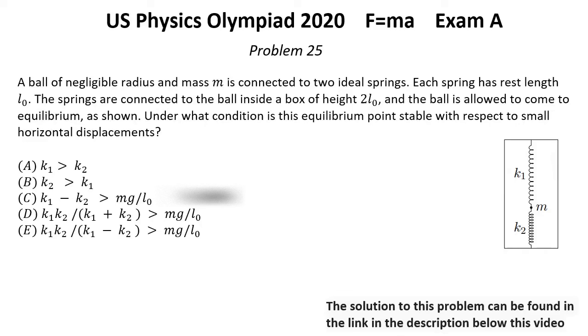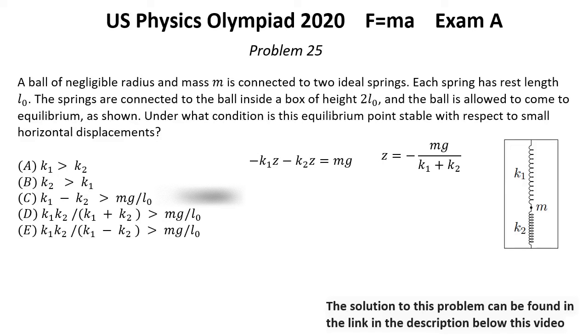Solution for problem number 25. First, let's find the position for equilibrium, which is below the initial position in the middle of the box. We have minus K1z minus K2z equal mg, where z is the vertical displacement for equilibrium. From here we can find z. That will be negative mg over K1 plus K2.